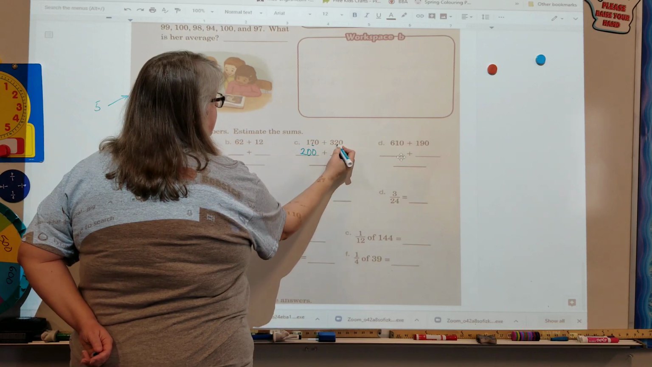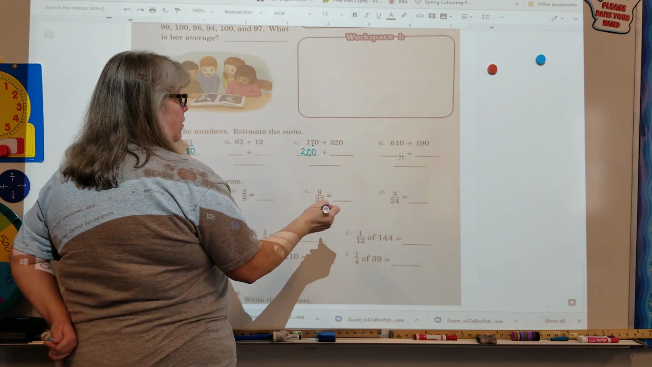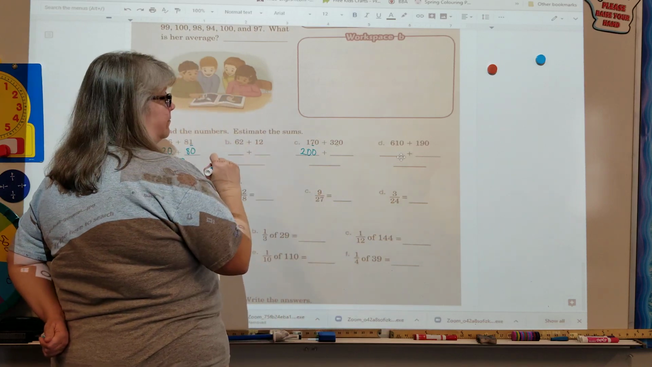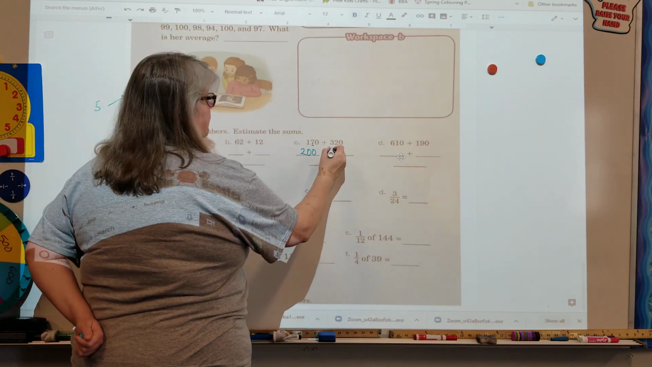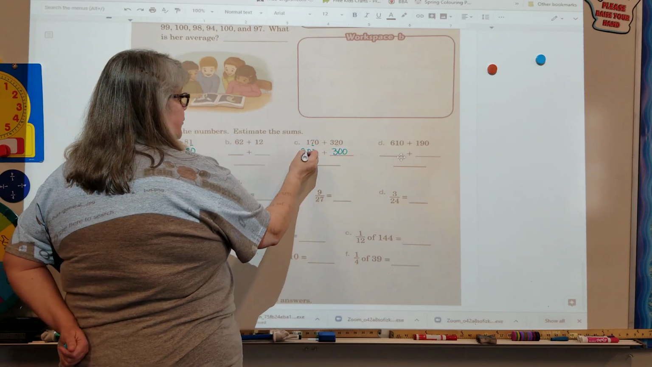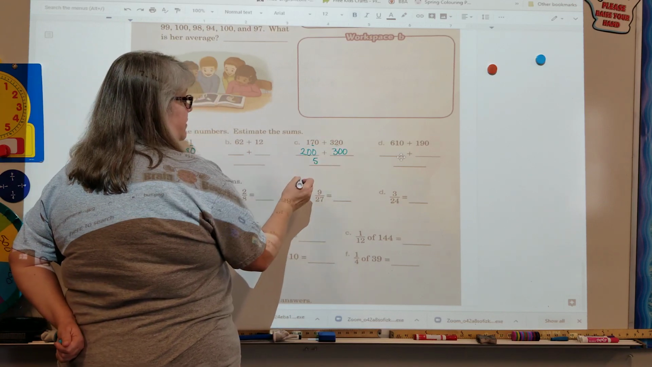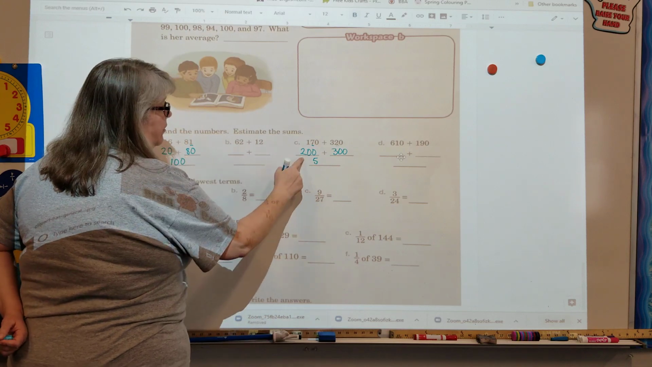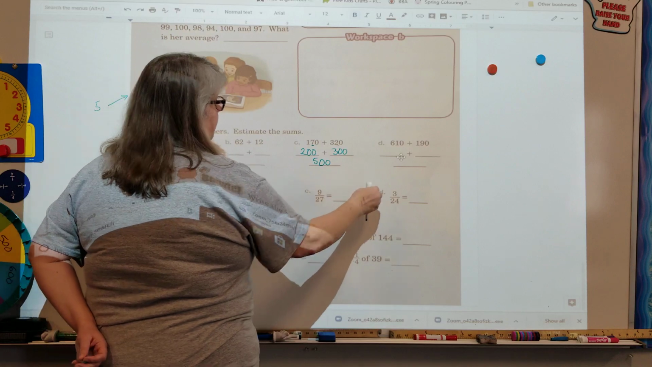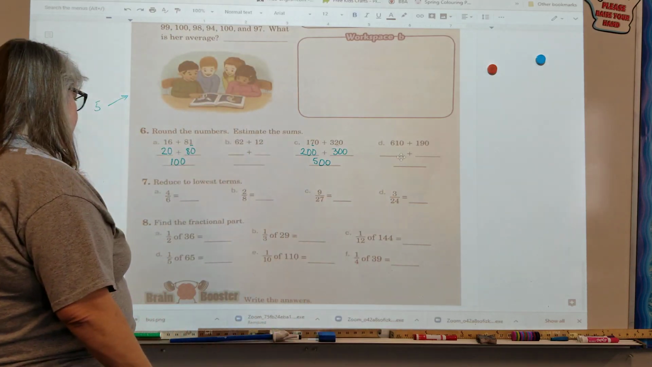Here, let's check the tens place. It's a 2, so does 2 go up to the next or down? Okay, 2 goes down, so we're going to drop that 2 and make it 300. So we know that 2 plus 3 is 5, then we know that 200 plus 300 is 500. Okay, the same on this side. I'm going to let you do that one on your own.